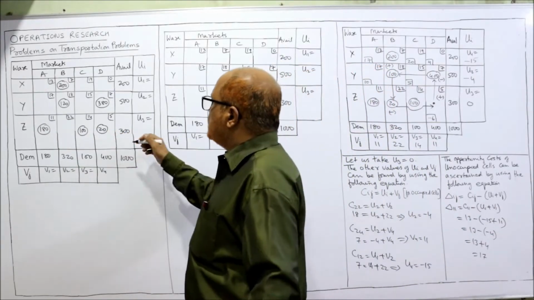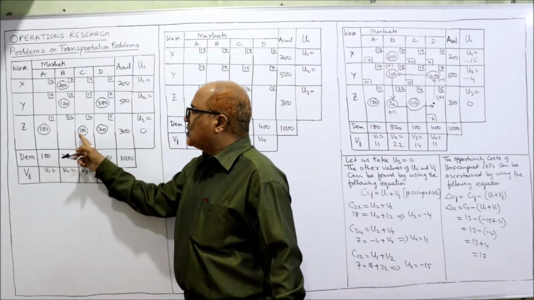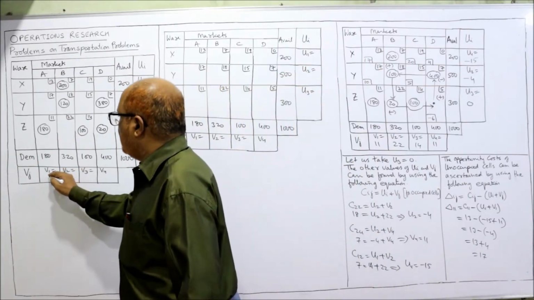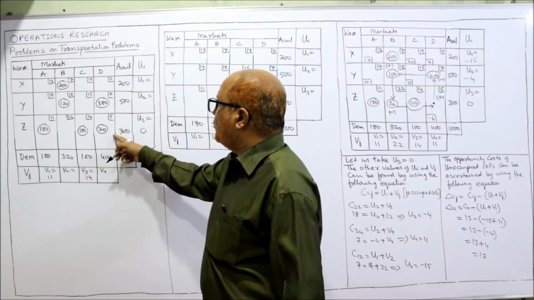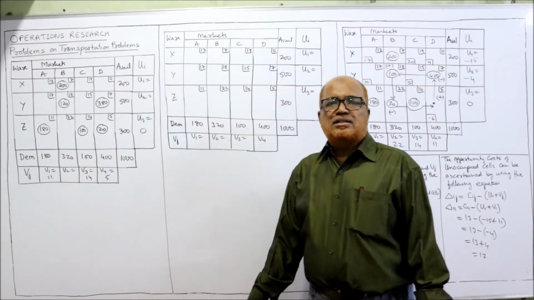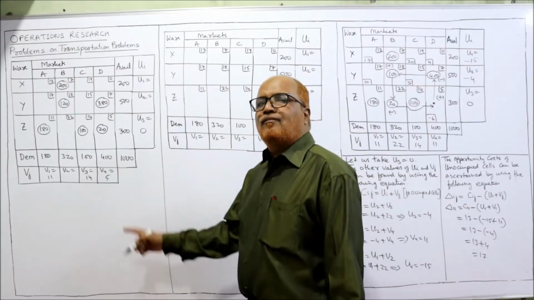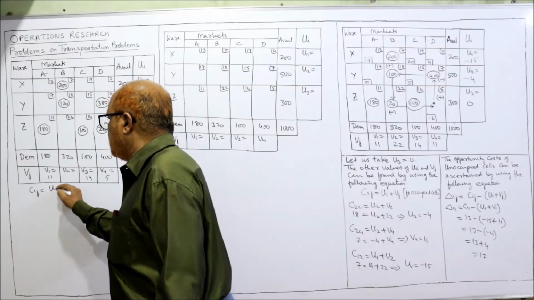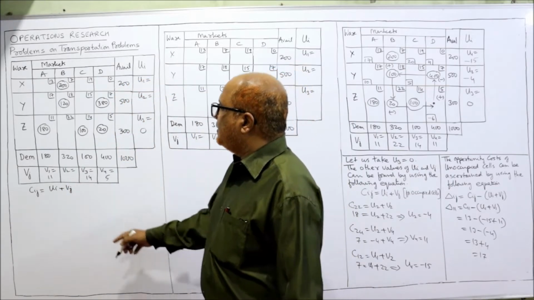First let U3 be 0. I have taken U3 equal to 0 because 3 allocations are there. So directly we will get the V1 value. What is the V1 value here? 11. Here V3 value is 14 and V4 value is 5. So without any effort, we got the values of V1, V3 and V4, right? The other values of UI, VJ can be calculated by using the equation Cij is equal to UI plus Vj, as usual.